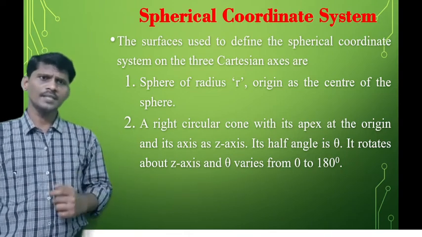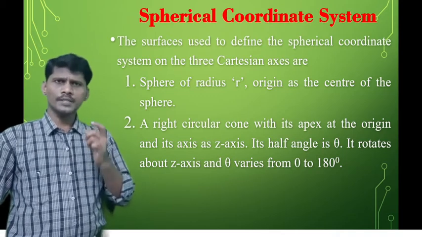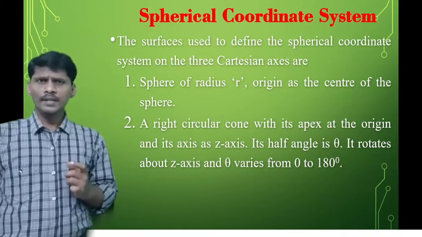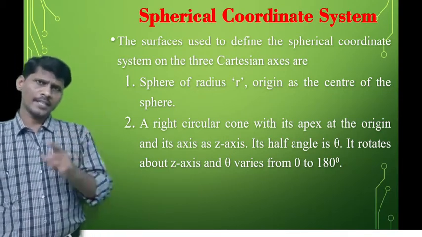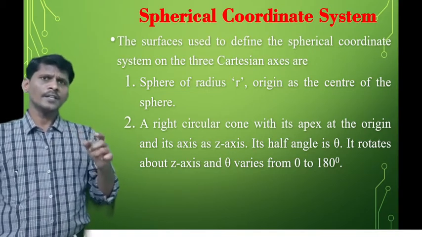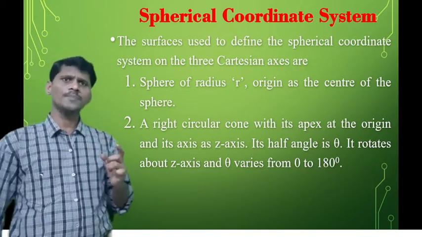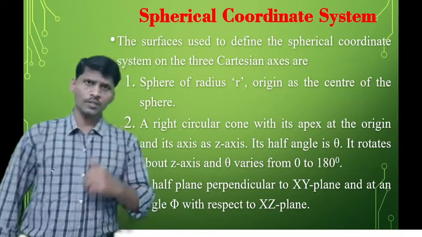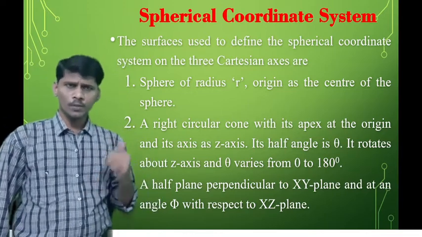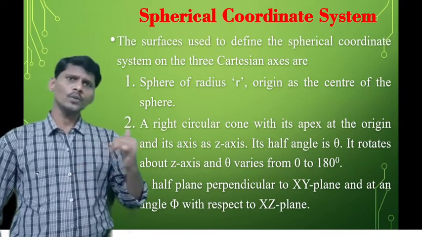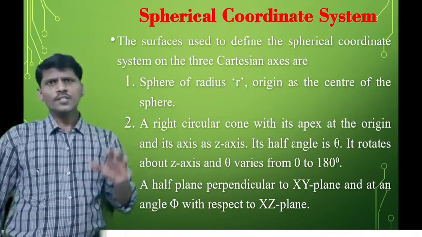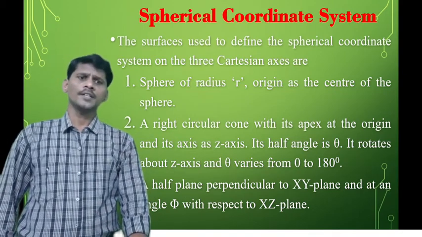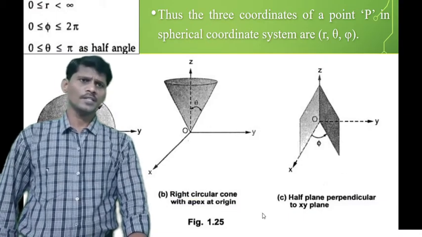The second surface is a right circular cone with its apex at the origin and its axis as the z-axis. Its off angle is theta. Theta varies from 0 to 180 degrees. And the third surface is a half plane perpendicular to the xy plane and at angle phi with respect to the xz plane. So these are the surfaces we use in the spherical coordinate system. r is equal to constant plane, theta is equal to constant plane, and phi is equal to constant plane.